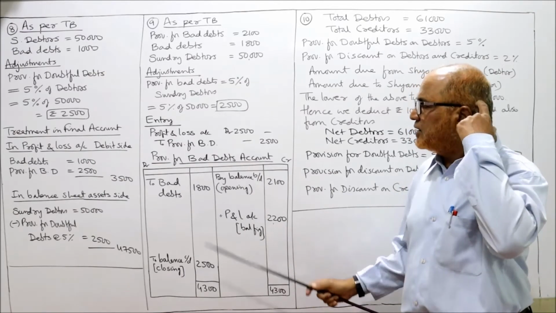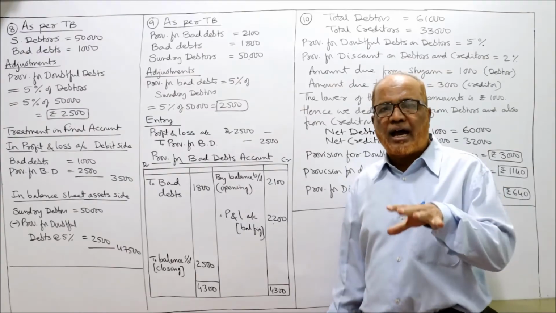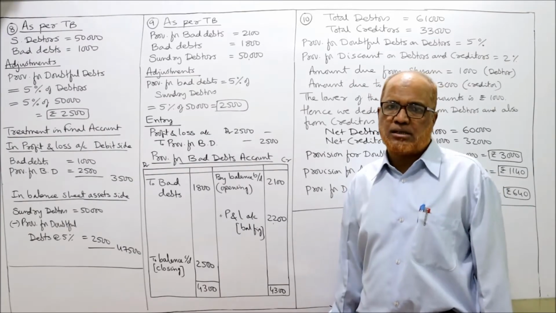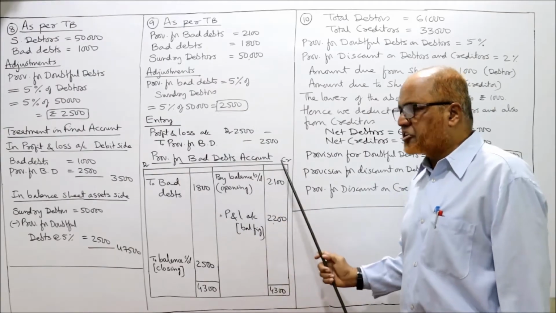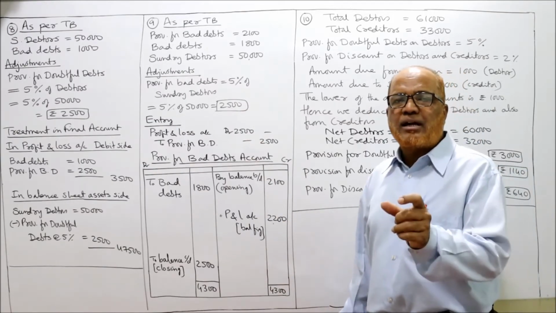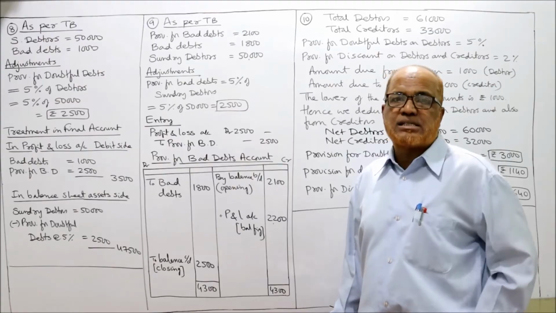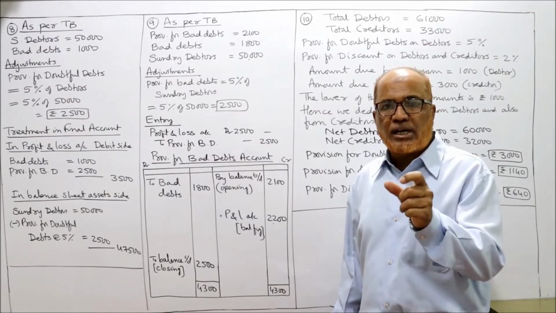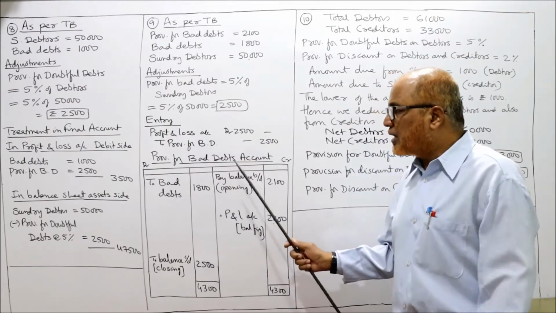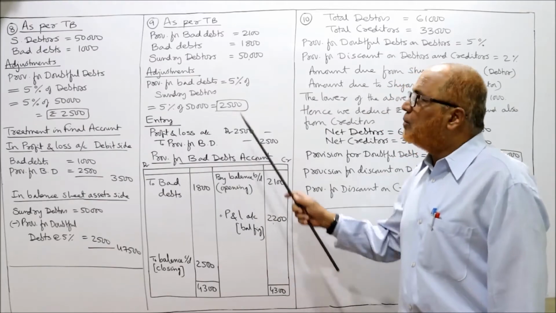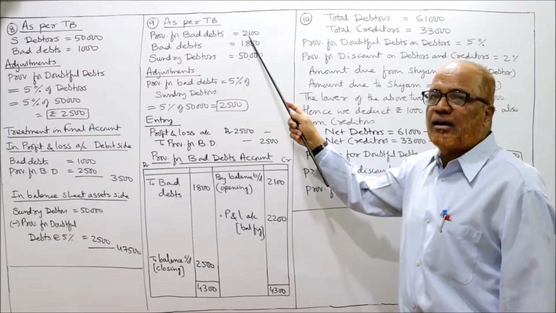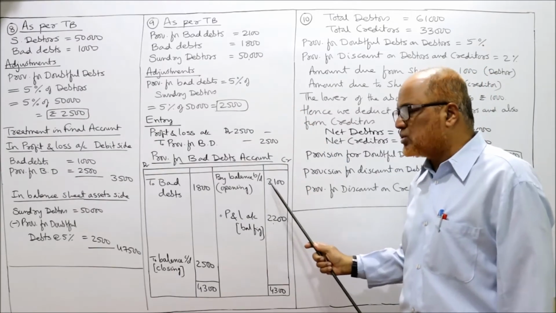Now, provision for bad debts. It is asking you to make the account of provision for bad debts, right? The provision for bad debts account, debit, credit. Provision for bad debts shows a credit balance. The credit side, by balance brought down, opening balance. How much is the opening balance of provision for bad debts? 2,100. I have taken 2,100.